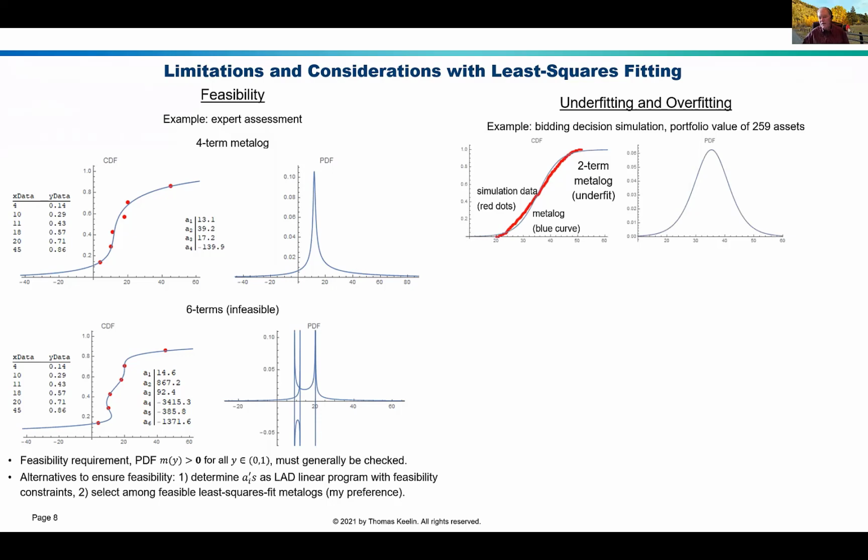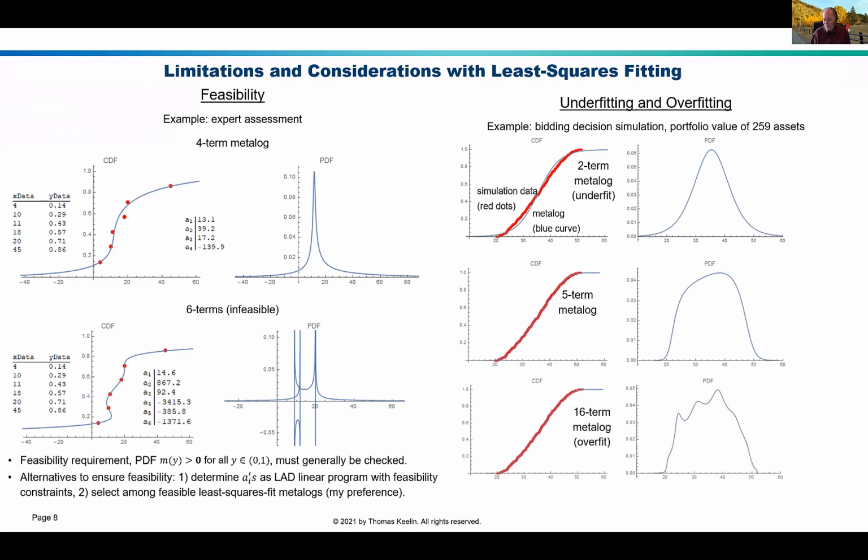A second consideration is overfitting and underfitting. So for example, I have some data here from an actual decision, a real world simulation of decision analysis. A 2-term Metalog doesn't fit that data very well. A 5-term Metalog fits it beautifully. If I use a 16-term Metalog, I'll get some wavy shapes on the PDF here that are not actually characteristics of the data, they're more amplifying the noise rather than amplifying the signal. So there's some judgment involved in determining which Metalog you'd want to use. In this case, I'd certainly use the 5-term Metalog.